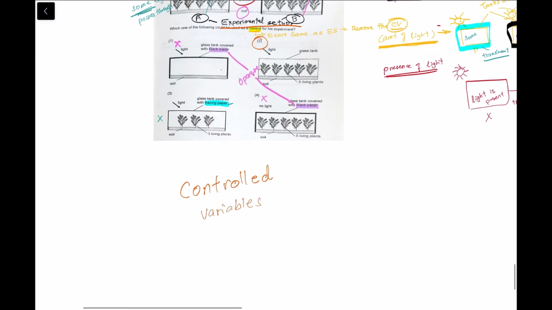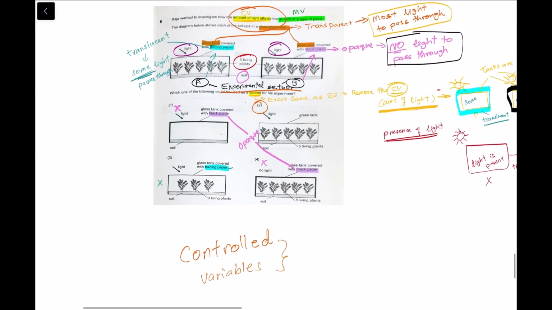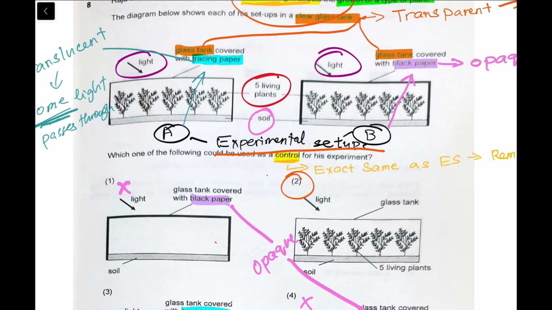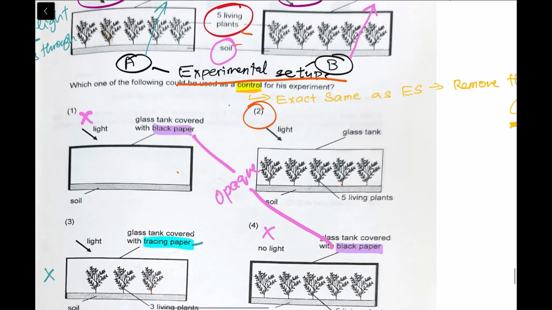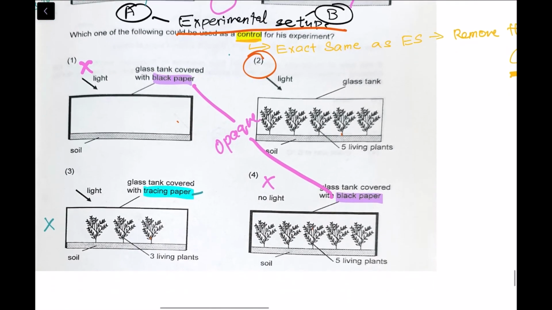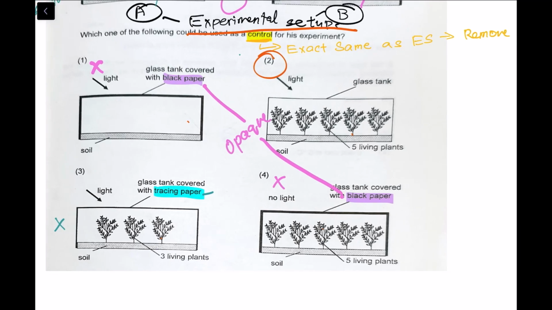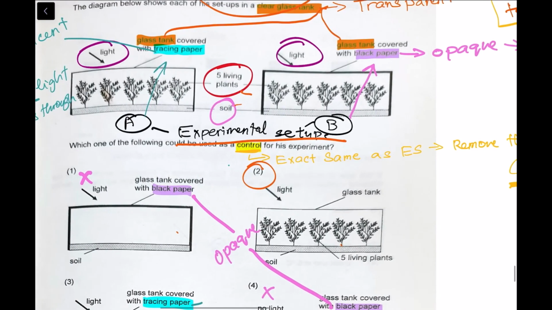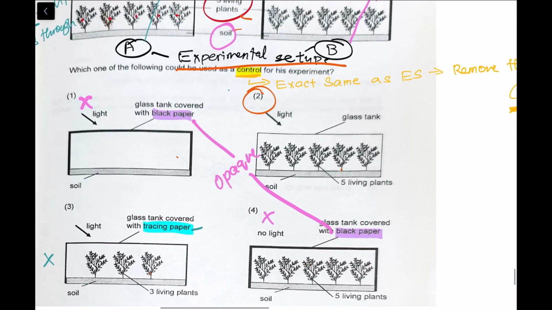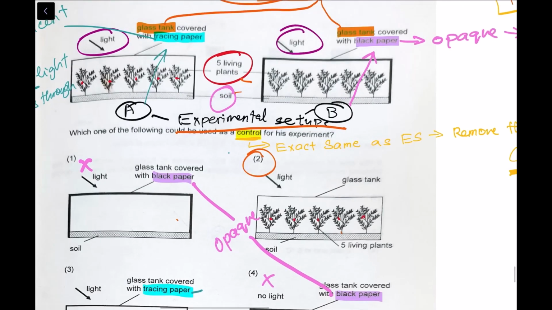So these are the variables which are kept constant throughout the whole experiment, which in this case would be the type of soil used, the number of plants, the type of tank used, and so forth. So just make sure that whichever option you choose, in that option these controlled variables are kept constant. In the experimental setups, we have 5 plants, 1, 2, 3, 4, 5, and the controlled setup should also have 5 plants, right? So just look out for these factors as well.